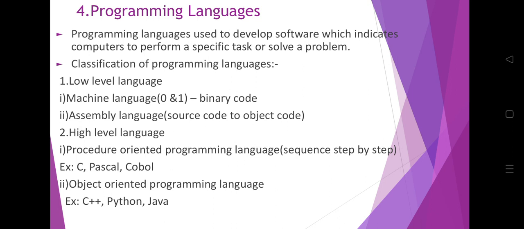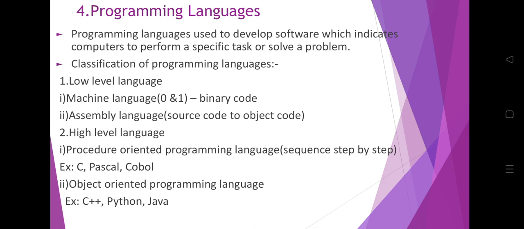Low level language is again classified into two types: machine language and assembly language. Machine language, we have known from our childhood, is zeros and ones which the computer understands, that is binary code. Assembly language is converted into machine language, that is, source code to object code. Next, high level language is classified into two types: procedure oriented and object oriented.